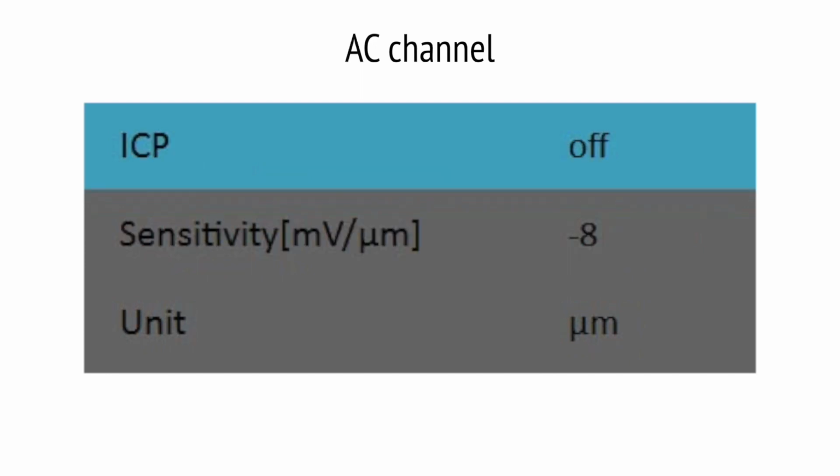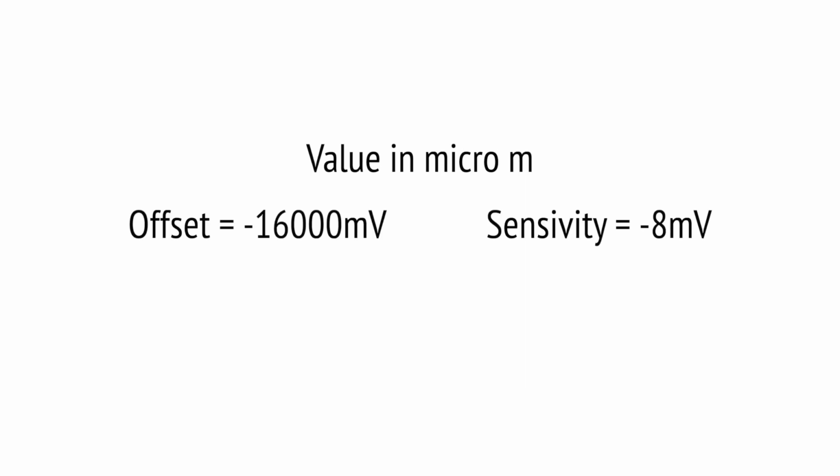And just the sensitivity for AC channel. Don't forget to switch ICP off. You could destroy the buffered output with ICP on. This is the math formula which is used for recalculation.